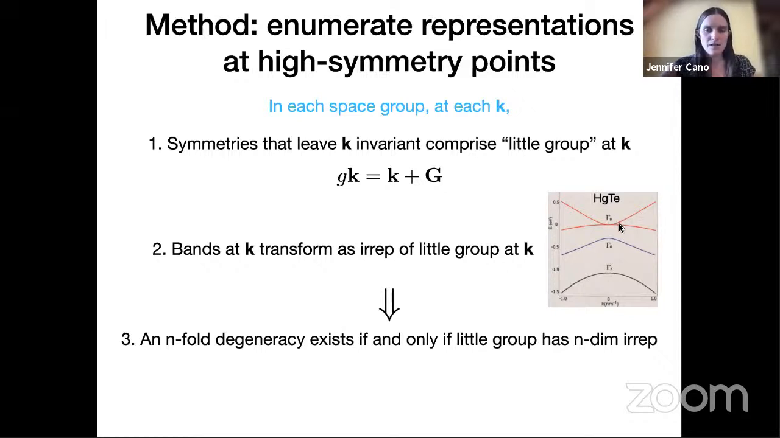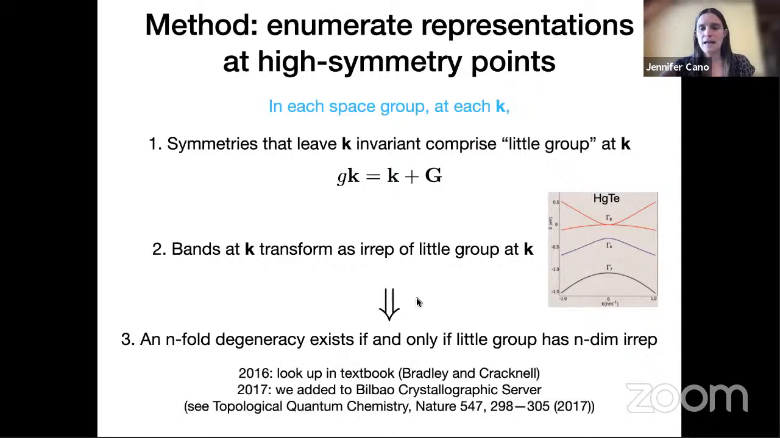Actually, that's one of the things which is pictured here. And what we found is that at other high symmetry points at the corners of the Brillouin zone, you can get even higher crossings. And just for a little bit of history, we carried out this procedure, which was: let's look at all the space groups, all their high symmetry points, and look at the dimensions of IREPs of those little groups and see what types of crossings we can get.